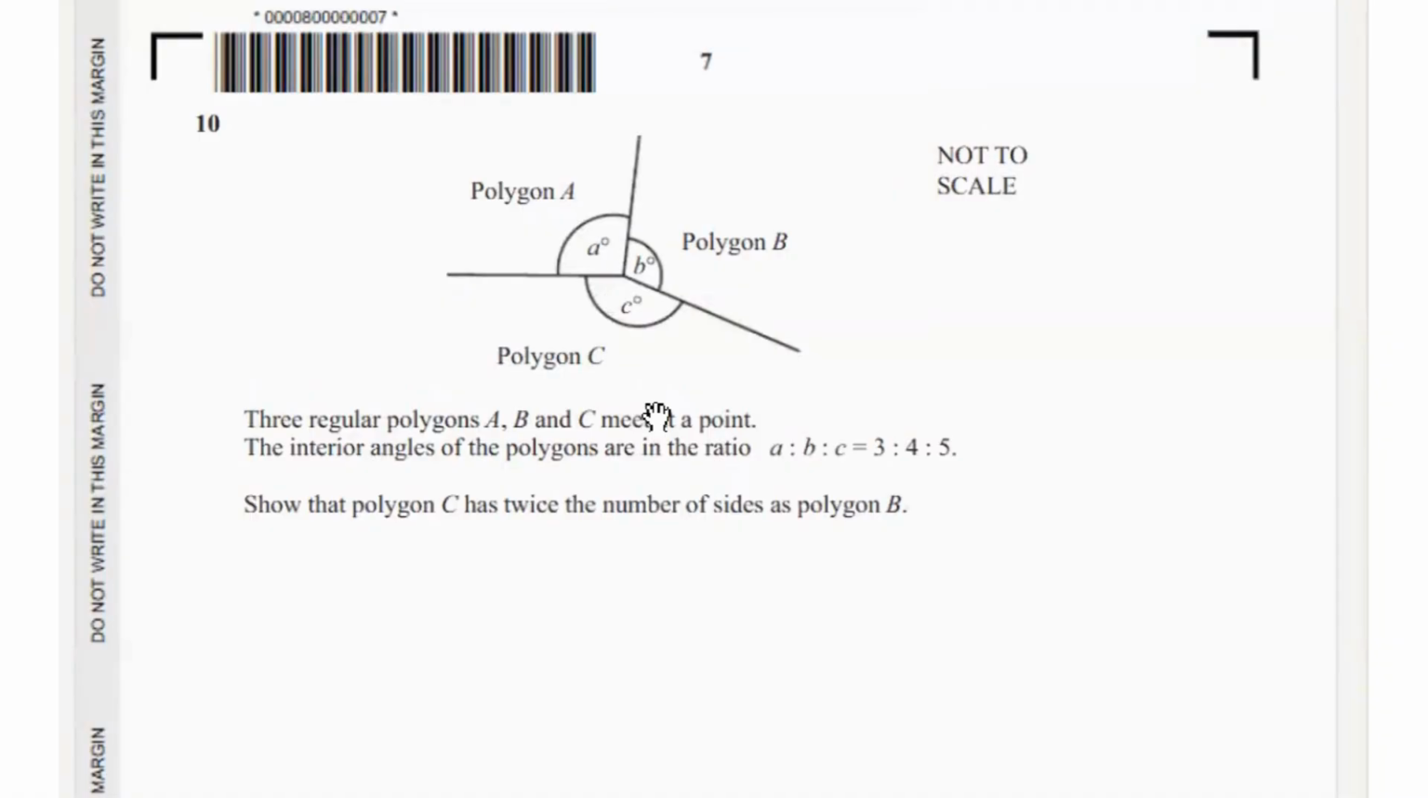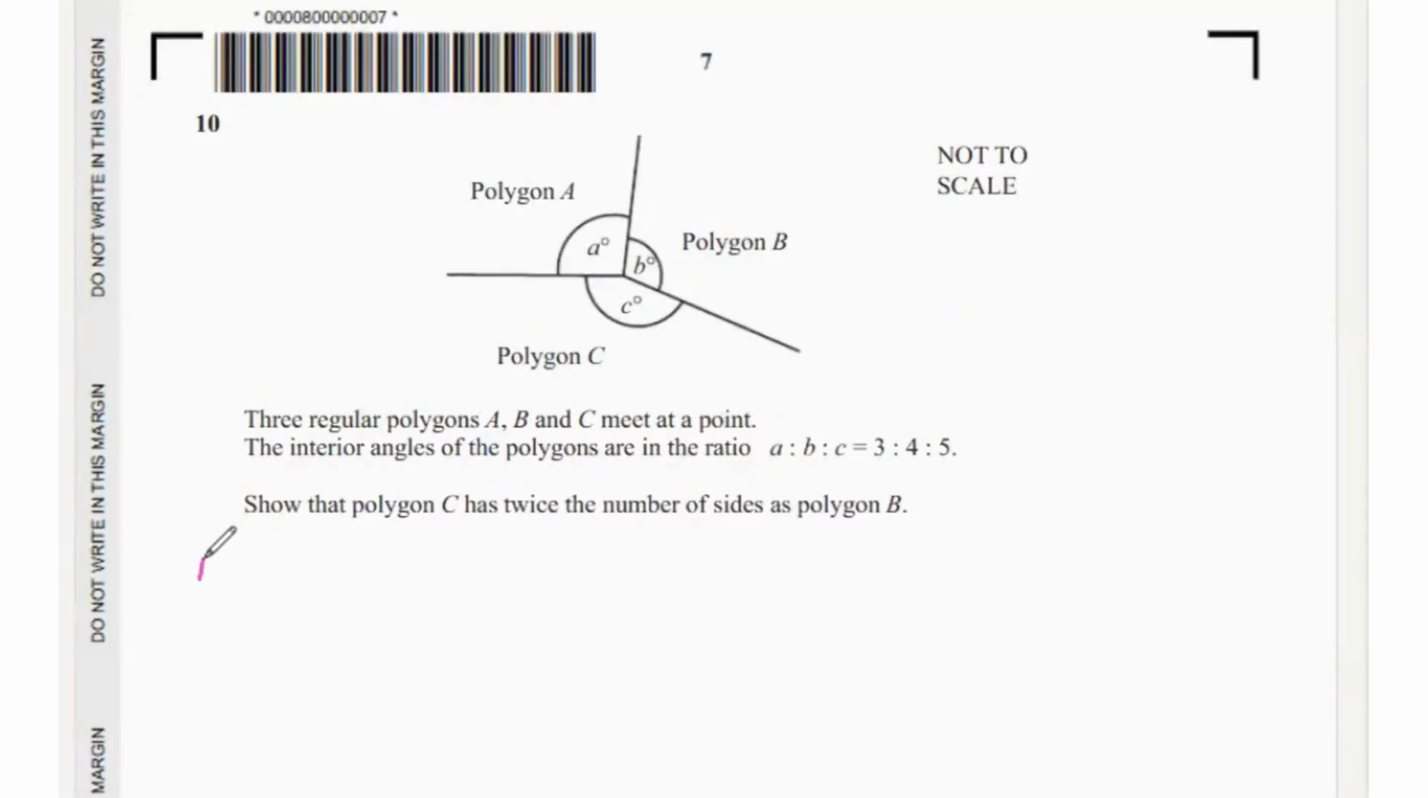Question 10 says three regular polygons A, B, and C meet at a point. The interior angles of the polygons are in the ratio A is to B is to C, which is 3 is to 4 is to 5. Show that polygon C has twice the number of sides as polygon B. So over here we can see that the angles are meeting at a point. And when we add these angles, they equal 360. So let's first find the measurements of the angles.